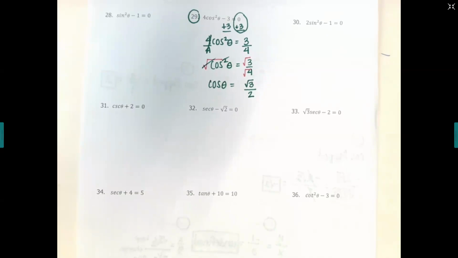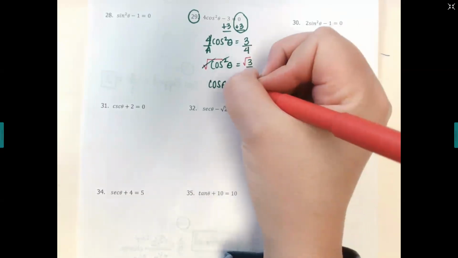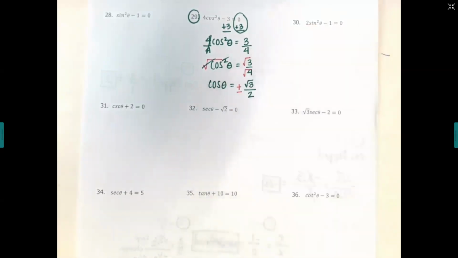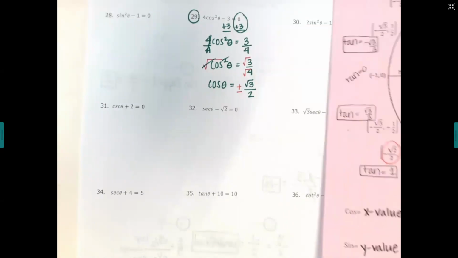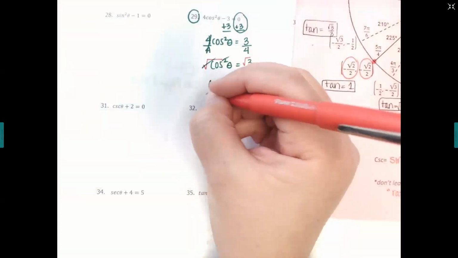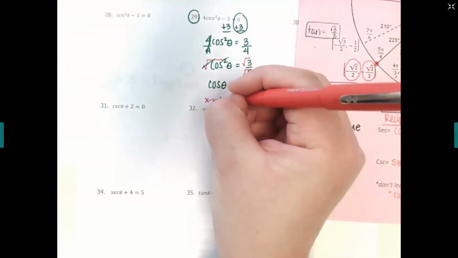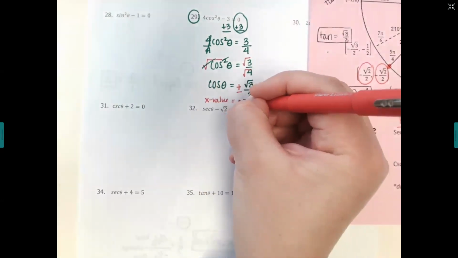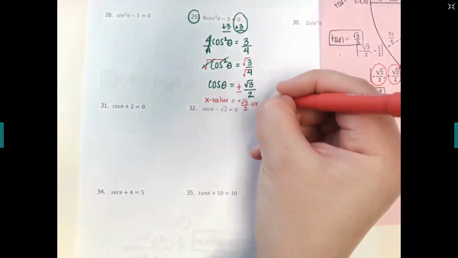From there, we're missing something really important. What happens when you square root both sides? You have to add a plus minus in the front. So when I look on my circle, I want cosine to equal plus or minus root 3 over 2, which means when I look on my circle, am I looking for that number as an X or a Y? What type of number is cosine? An X value. So you're gonna find all of the angles where the X value is equal to positive root 3 over 2 or negative root 3 over 2.